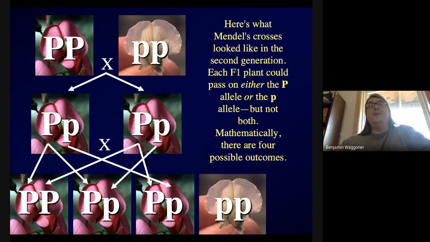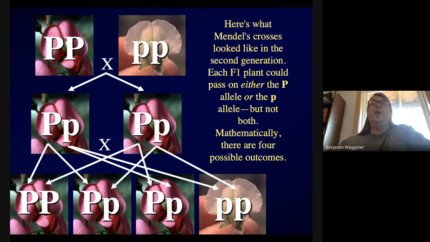Some of these plants could get a big P from dad and a little p from mom, and they will be heterozygous as well. And then some of those plants will just happen to get a little p from mom and a little p from dad. And so there's four possible outcomes.